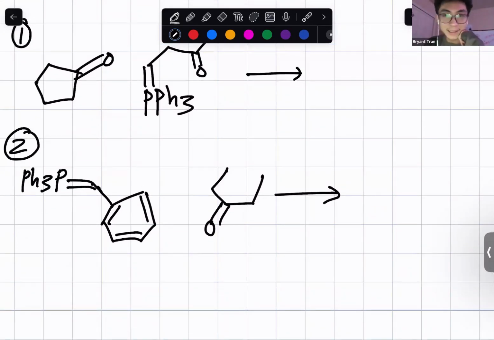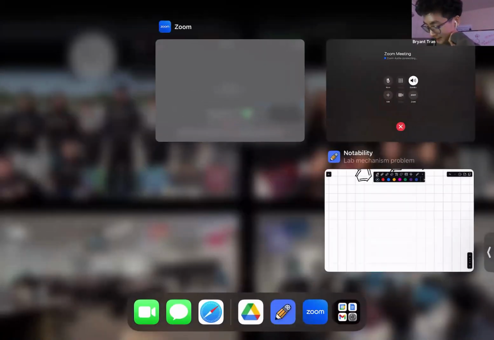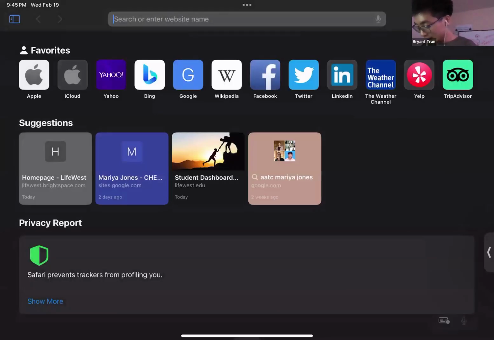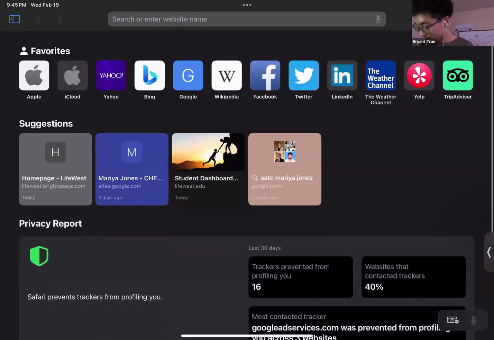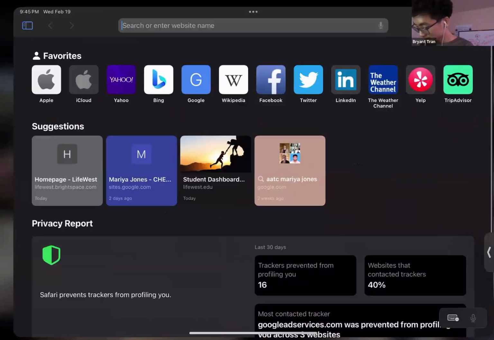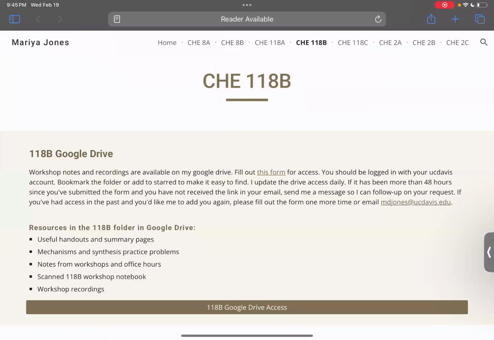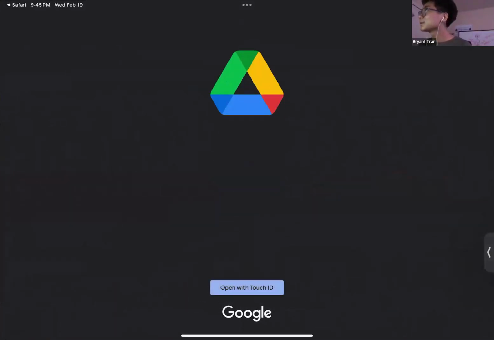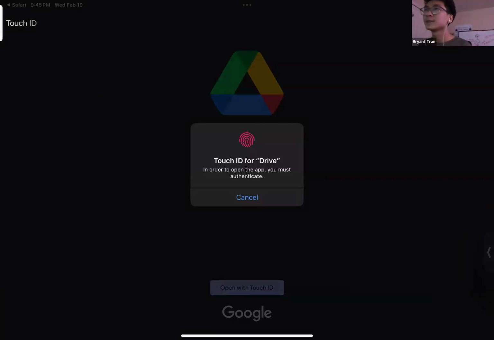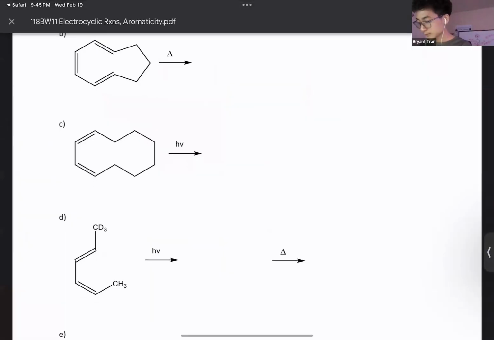Okay, so Layla, for us to go over the electrocyclic reactions, I'm actually going to pull up the AATC Muir-Jones worksheet on that. So let me actually pull up this as well. Right here.